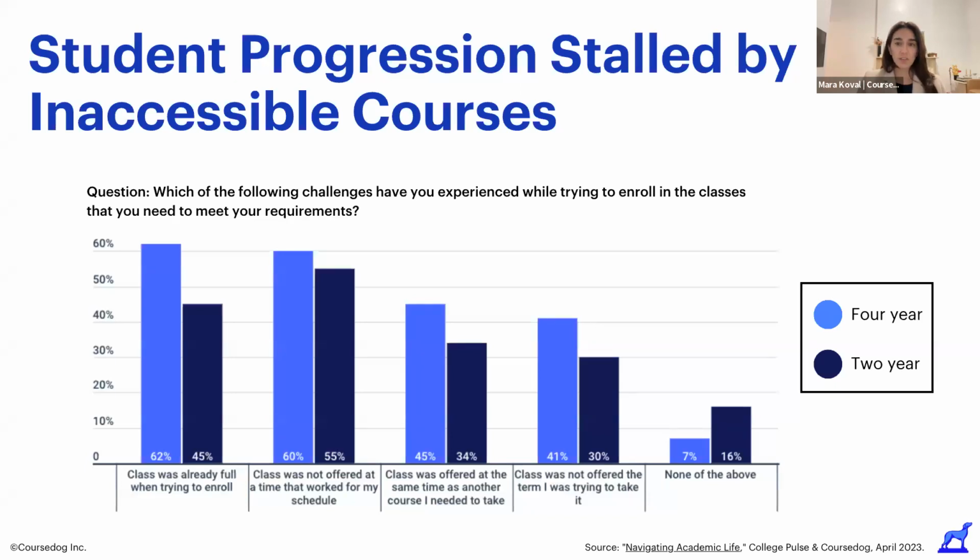So this suggests that the schedule isn't always built with students' needs at the forefront, which can mean several different things. If 3 in 5 students find that classes are already full when they're trying to enroll, this suggests a problem with overfilled sections where there aren't enough seats to meet student demand. And this can happen for a couple of different reasons. Maybe you don't have enough instructional resources, or maybe you don't have access to the right data to determine that student demand. Other barriers students encountered included the class was offered at the same time as another class they needed to take, or the class was not offered during the term that they were trying to take it in.